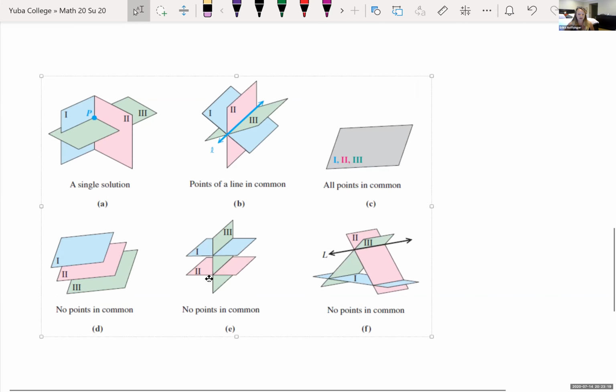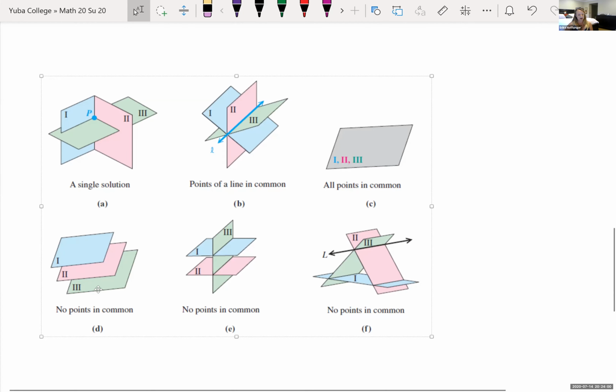One scenario is a consistent system, and you're going to have one point as your solution. When you're graphing it, I think of a plane as a sheet of paper that goes on forever in that one direction. Another possibility is that every point on a line is a solution. It could also be that all three planes are the exact same thing, so any point on that plane is going to be a solution.